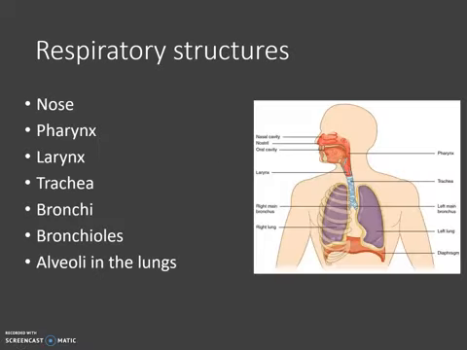So first of all, let's take a look at the main structures associated with the respiratory system. We have the nose, the pharynx, which is also kind of considered the throat, the larynx, which is the voice box, the trachea, also known as the windpipe, and then bronchi, bronchioles, and then alveoli in the lungs.